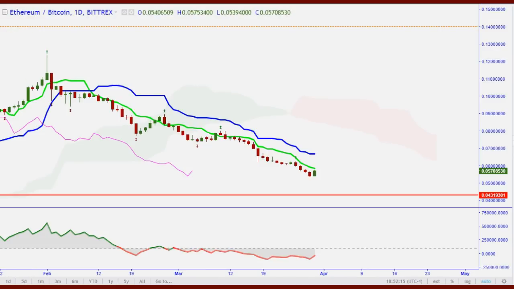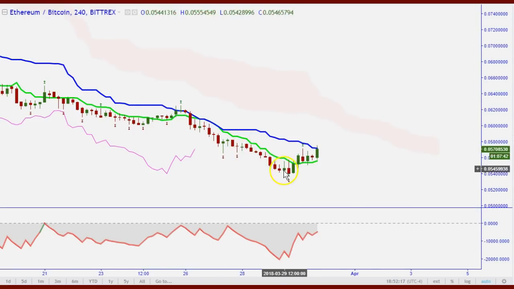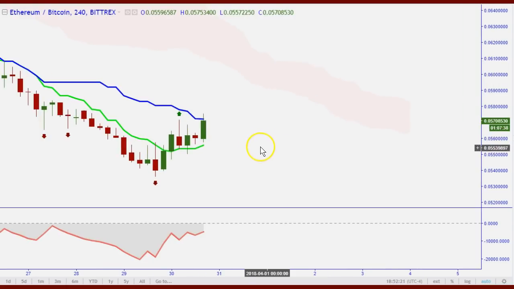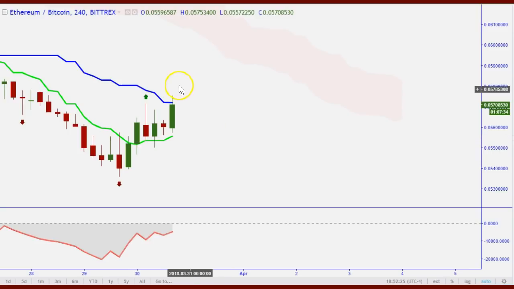Let's go 4 hour. So 4 hour, this is a better trade entry looking at this. I don't really want to see a close above this level. So what I'm going to look at, the next candle is going to be vital when this closes.